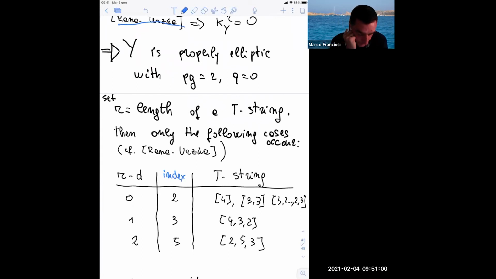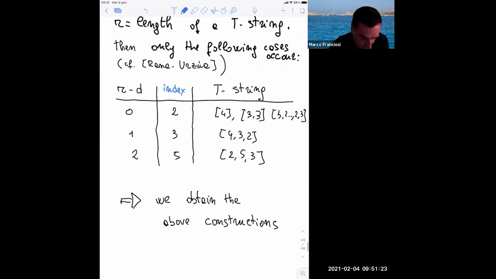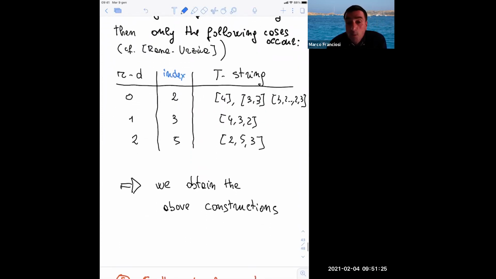must be 2. Therefore, we must have this kind of T-strings. If R minus D is 1, the index is 3, and we obtain 4, 3, 2. And if R minus D is 2, then the index is 5, and we obtain this. That is, we obtain the above construction.